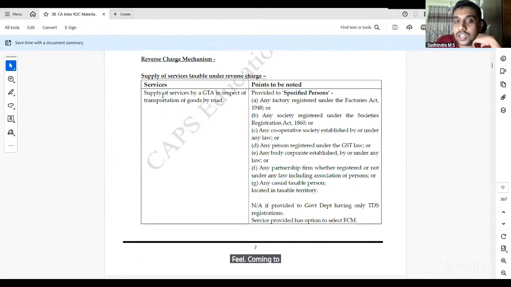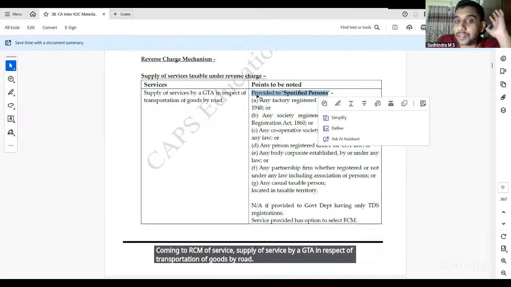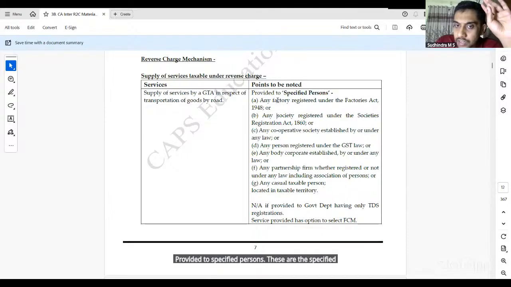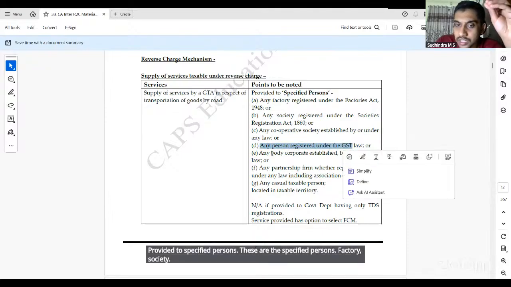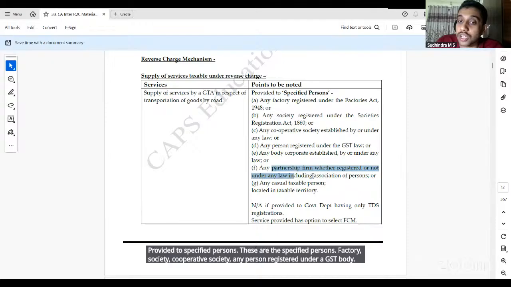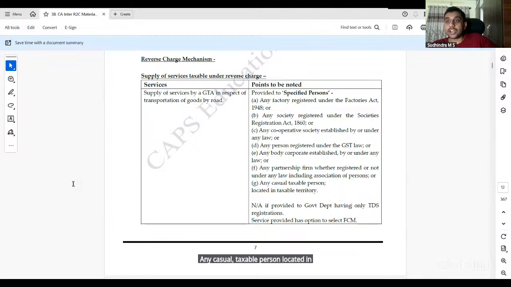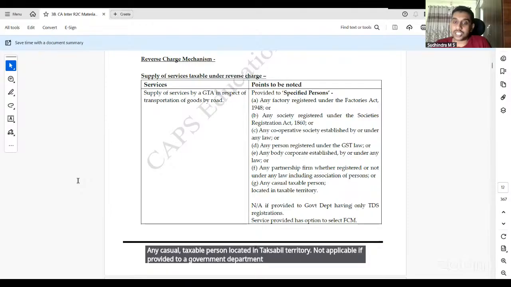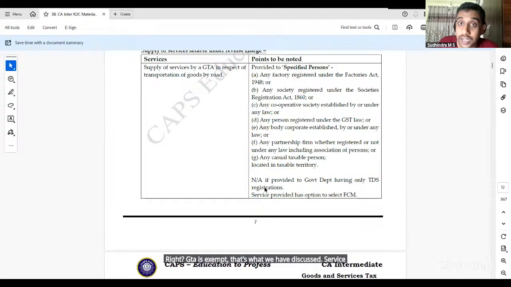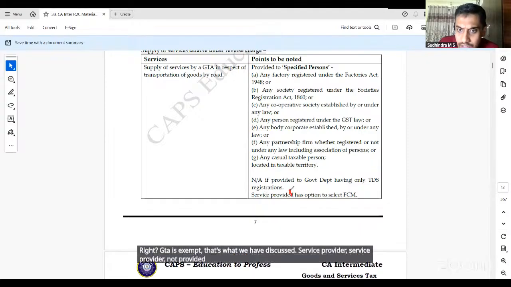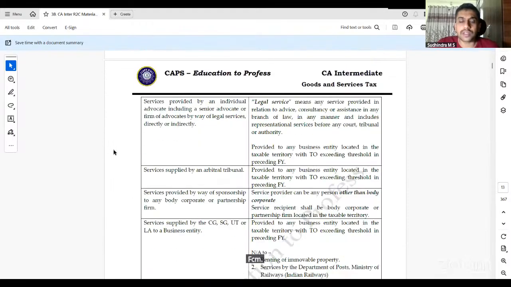Coming to RCM of service: supply of service by a GTA in respect of transportation of goods by road, provided to specified persons. These are the specified persons: factory, society, cooperative society, any person registered under GST, body corporate, partnership firm, whether registered or not, including AOP, any casual taxable person located in taxable territory. Not applicable if provided to a government department having only TDS registration. Right, GTA is exempt, that's what we have discussed. The service provider has the option to go for FCM.